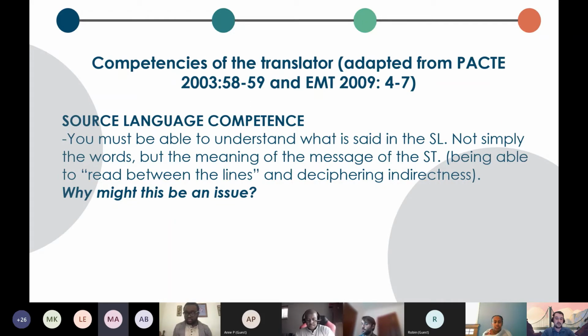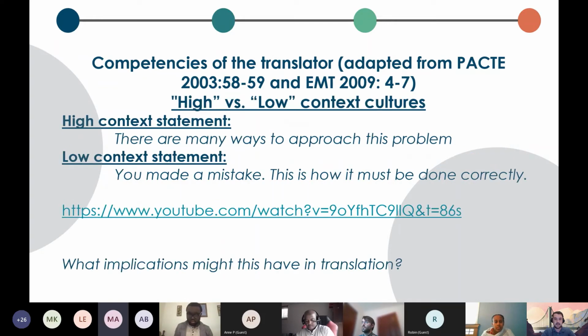So we can talk about reading between the lines, because not necessarily what is said in the source text is what is physically going to be present in the target text. So we should be able to decipher indirectness and, like I said, read between the lines. Why might this be an issue between different languages? One of the reasons, on our next slide, is that when you're translating between different languages, we have a difference in culture, and of course that is reflected in the language.